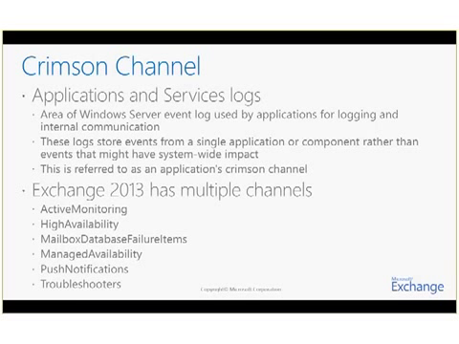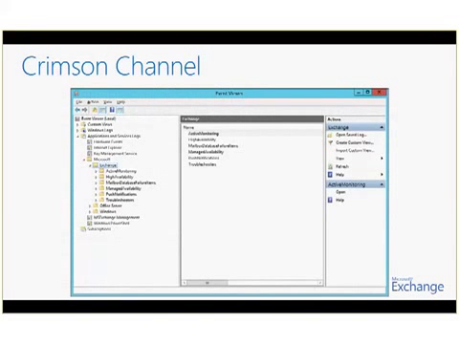Here's a quick screenshot showing you what that Crimson channel looks like. Again, it's got this fancy name, but it's really nothing more than a separate area inside Event Viewer where you can see where these events are logged. Under Applications and Services log, you'll see Microsoft, and under that you'll see Exchange, and then under Exchange you'll see several of these Crimson channel event viewers. Then you can expand each one and you'll see several event logs under these different areas.